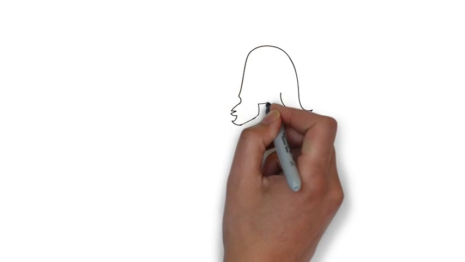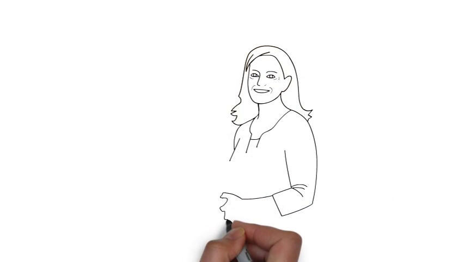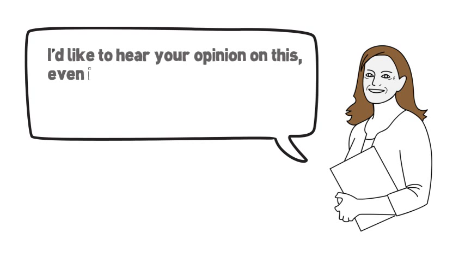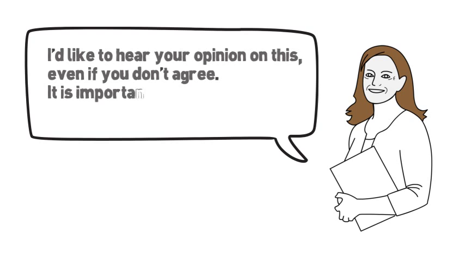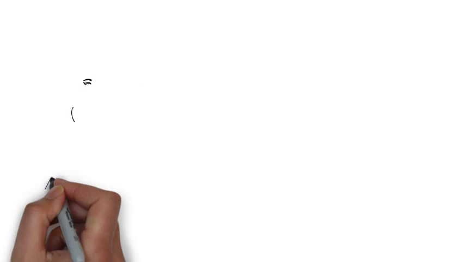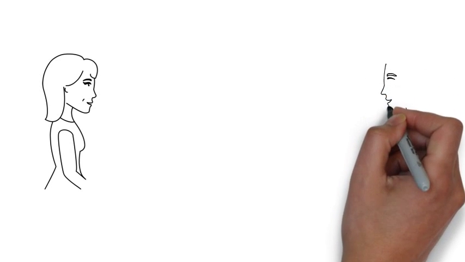Your instructor is likely giving you cues that they would welcome your perspective and a two-way discussion. Listen for phrases such as, "I'd like to hear your opinion on this," even if you don't agree. "It is important for me to understand your perspective." These are cues that your perspective on your performance is welcomed. But ultimately, it is your responsibility to offer your opinion respectfully, even if you do not agree. Remain open to considering the instructor's perspective. It is an important opportunity for improvement.